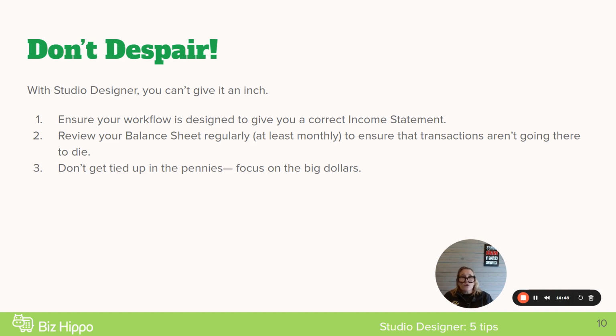First, I'd make sure that your workflow is designed to give you a correct income statement. And this includes making sure that you have a project closeout procedure to make sure that the receivables are cleared, that the payables are cleared, and that all items that you've ever purchased for that customer are on an invoice, so the costs are correctly moved to the income statement. Secondly, review your balance sheet regularly, at least monthly, to ensure that transactions aren't going there to die. If you don't generate client invoices for every single item, they are still sitting on your balance sheet.